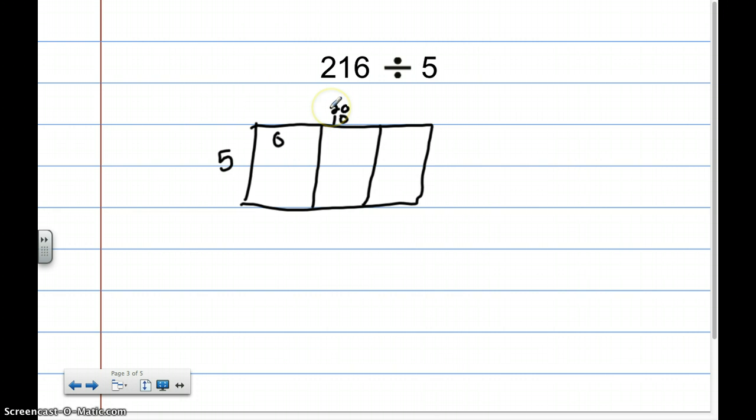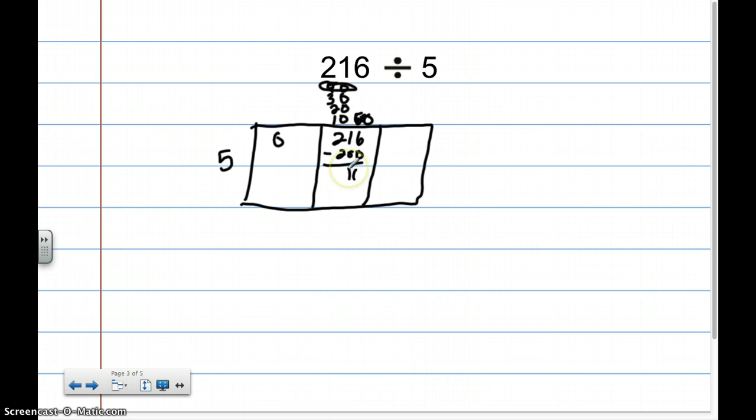5 times 20 is 100. 5 times 30 is 150. 5 times 40 is 200. 5 times 50, it's going to be 250. So I know that 40 is going to be my answer. So I'm going to take 216 and subtract the 200.